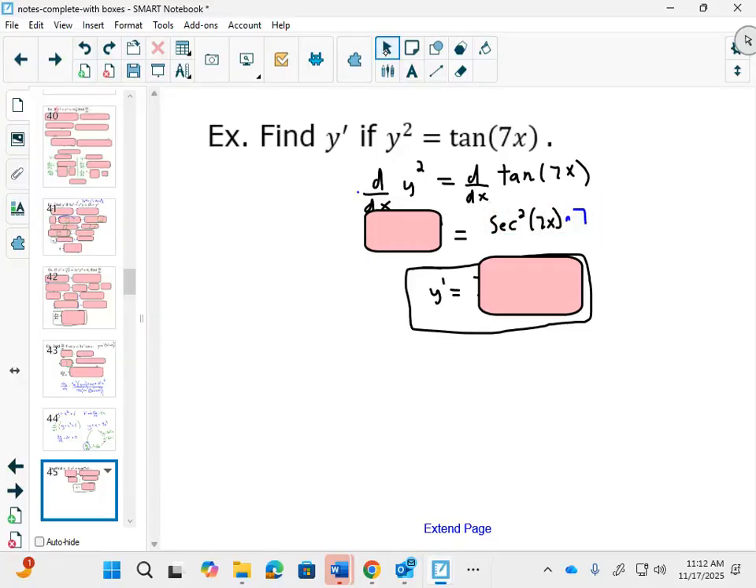Secant squared. Keep the inside the same. This would be a chain rule multiplied by 7. On the left side, you take the derivative like you would normally. If you had y squared, the derivative would be power rule 2y. But then we have to multiply by a y prime or a dy dx. This time I used y prime as a notation just because it had it in the question.